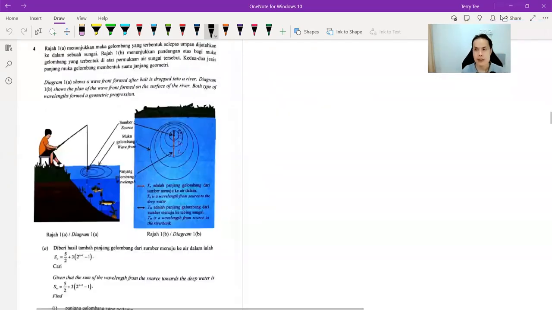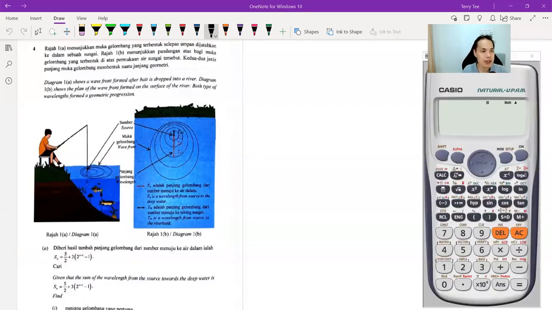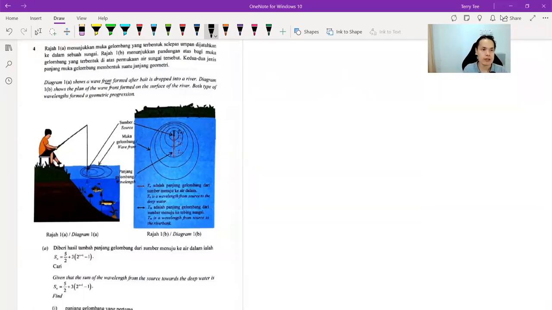Okay, question number 4. This is the question from the chapter progression. So now it looks a bit complicated, but it's not really. Yeah. Now diagram 1A shows the wavefront. Actually should be waveform, from after a bed is dropped into water, into a river. Diagram 1B shows the plan of the waveform or wavefront form on the surface of the river.